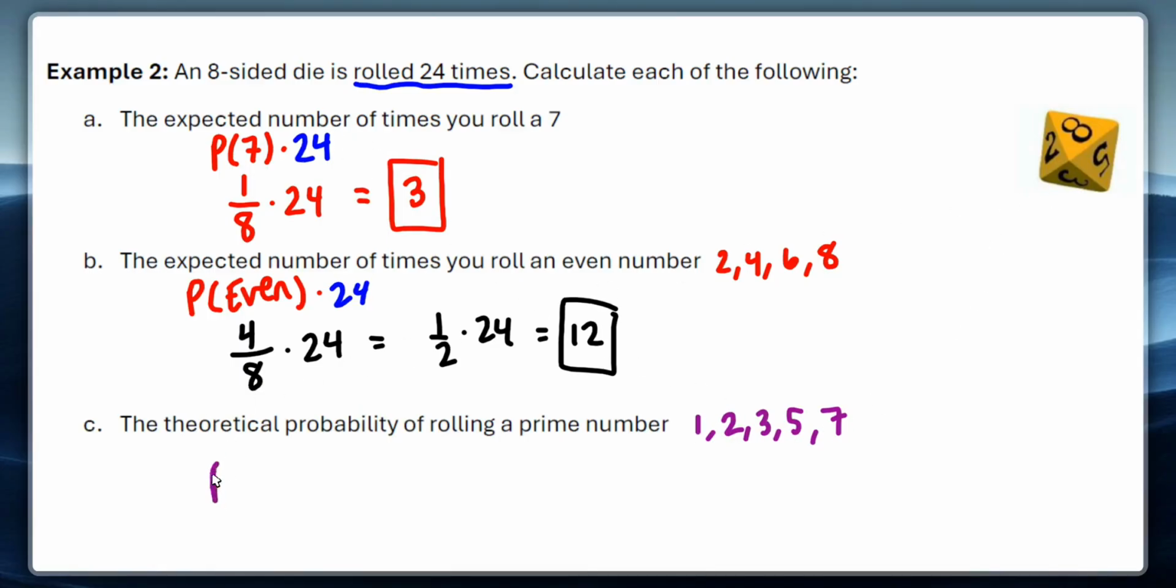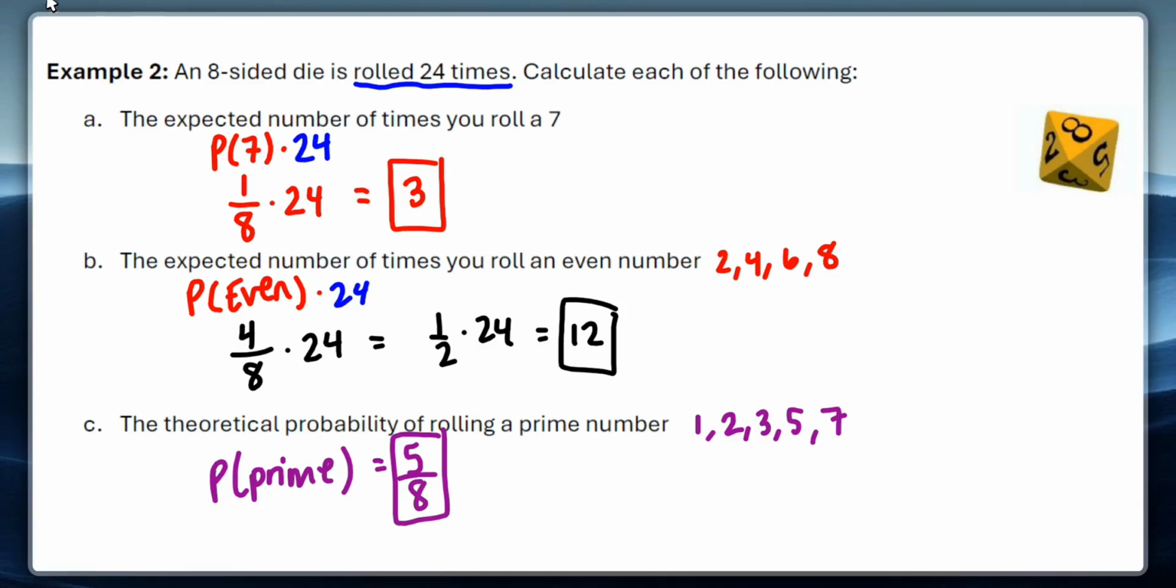And our theoretical probability would be the probability of rolling a prime number. This is theoretically what should happen. Well, if you look here, the desired number of outcomes we have is 5 prime numbers out of the total number of outcomes of 8. So 5 over 8 would represent the probability of rolling a prime number.